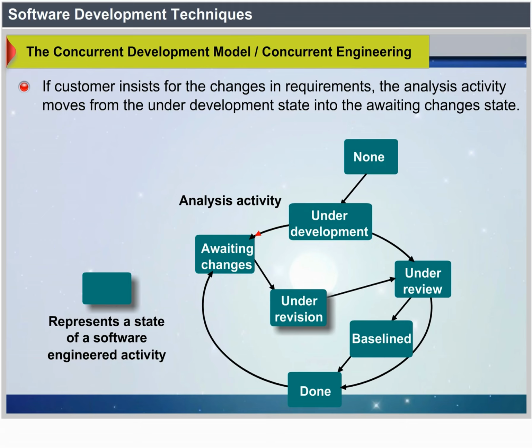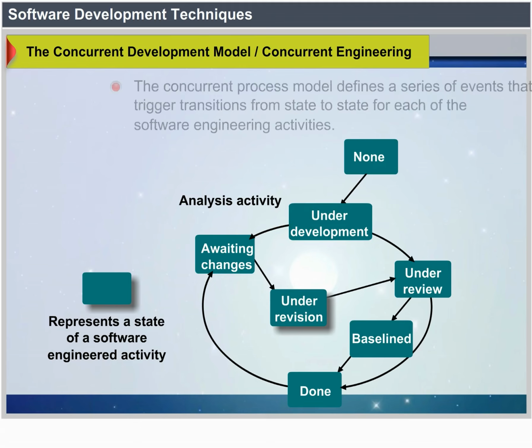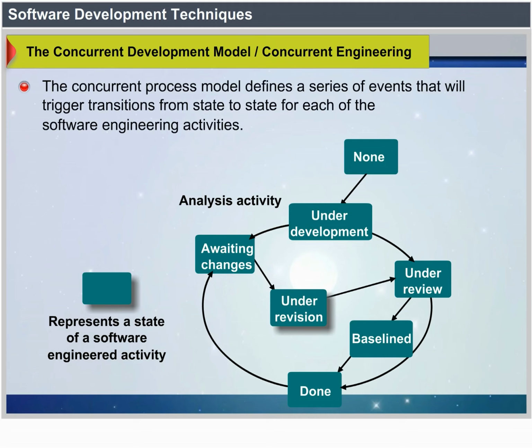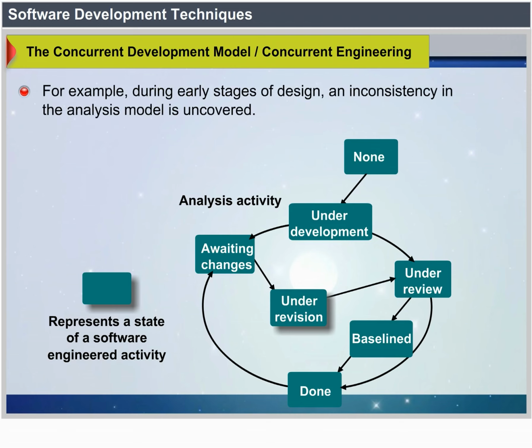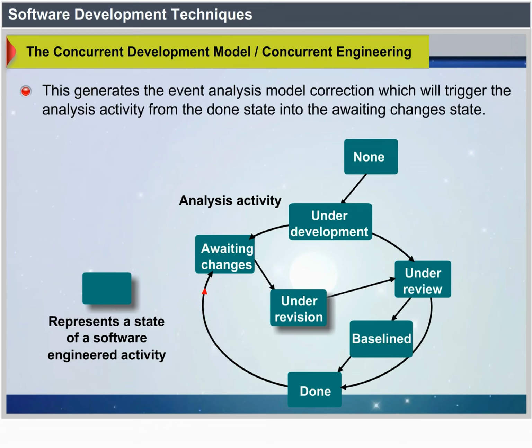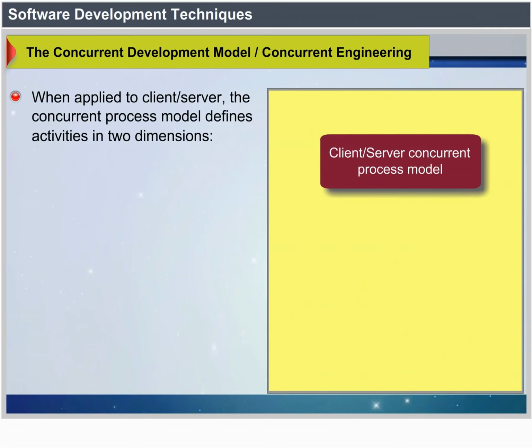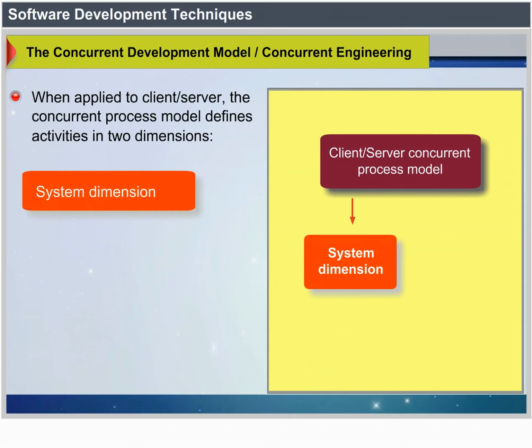The concurrent process model defines a series of events that will trigger transitions from state to state for each of the software engineering activities. For example, during early stages of design, an inconsistency in the analysis model is uncovered. This generates the event analysis model correction, which will trigger the analysis activity from the done state into the awaiting changes state. When applied to client-server, the concurrent process model defines activities in two dimensions: system dimension, component dimension.